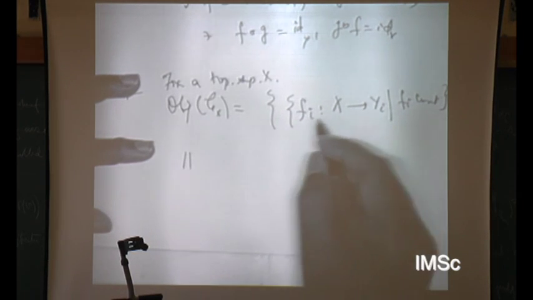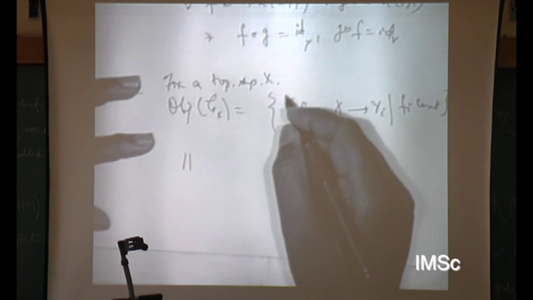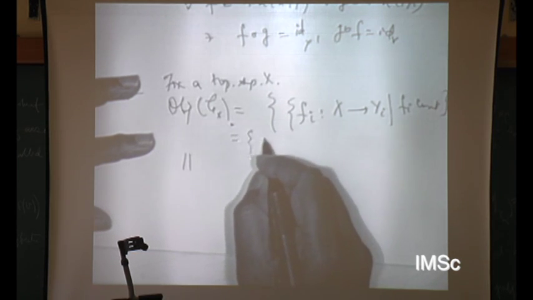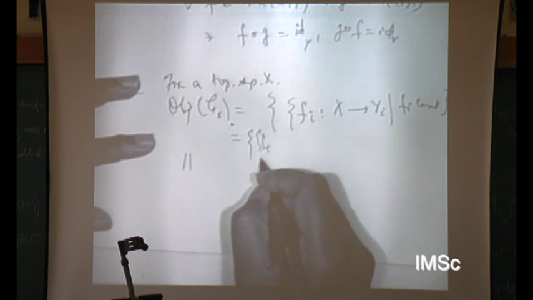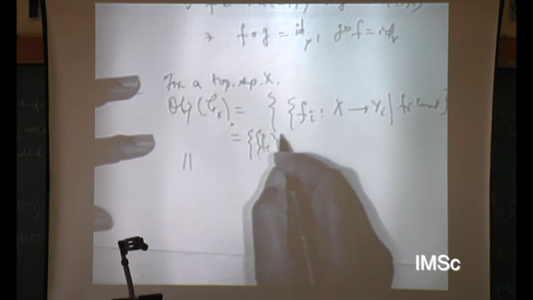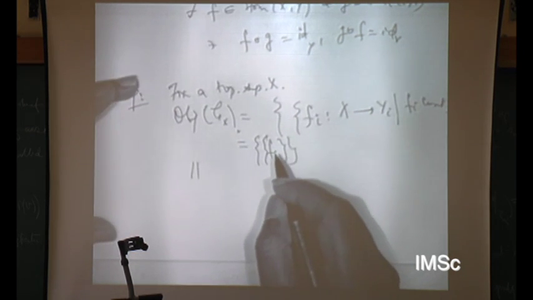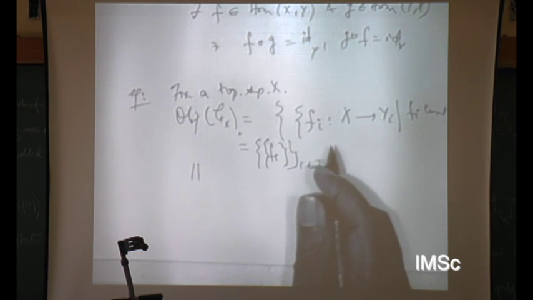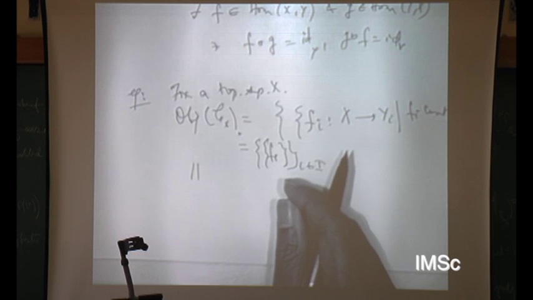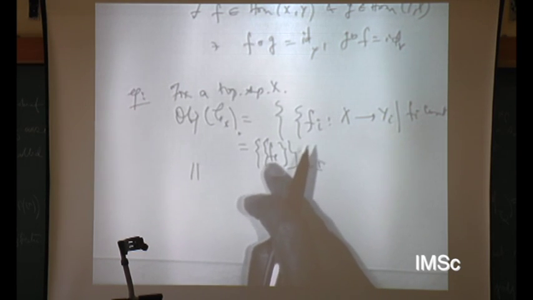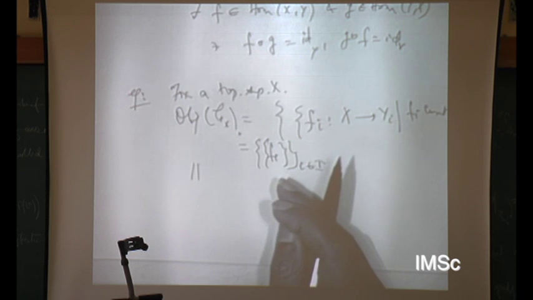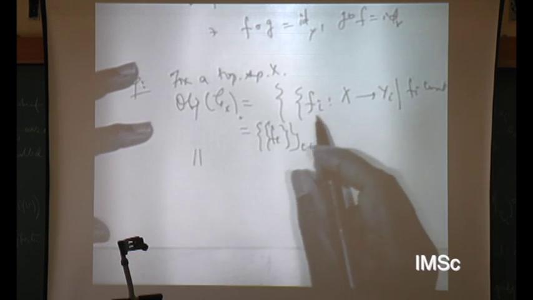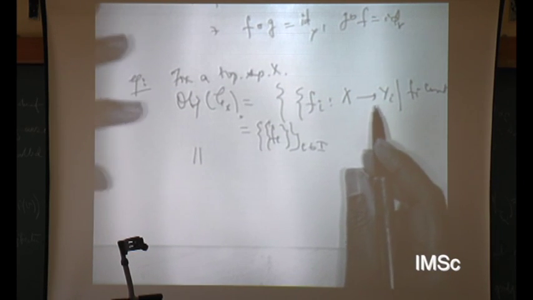So let me just, rather than writing all this, say this is equal to FA, a family of functions FA with domain X. Once you say a function, that means that function has a domain and codomain, and so these are continuous functions with domain X and range anywhere. I don't care where they are. And if I want, I will specify YI as a codomain.